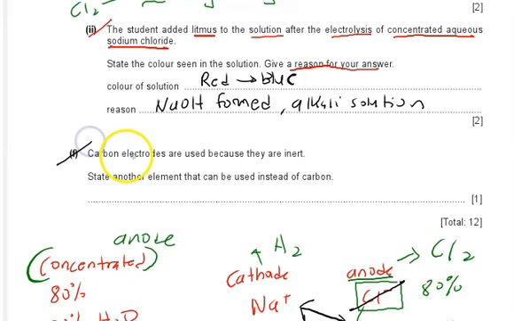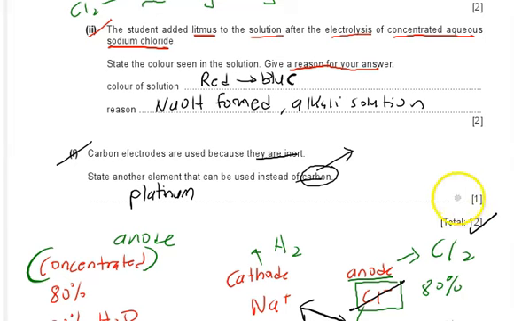Okay, carbon electrodes are used because they are inert. State another element that can be used instead of carbon. So in the beginning of the chapter, they mentioned two elements there. One is carbon, another one is platinum. In industry, they will use carbon most and platinum less because platinum is quite expensive compared to carbon. Okay, so this is for question number 4. Here, the total mark is 12.